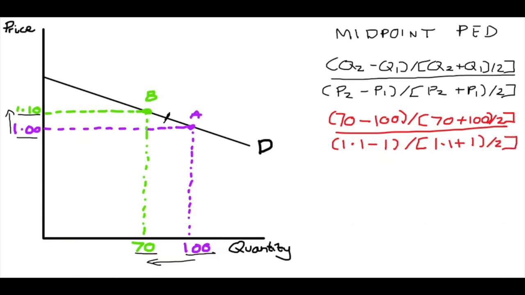Okay, so what are we looking at here then? Well, when we work out the math, what we have is minus 30 divided by 70 plus 100 is 170, divided by 2 is 85. So what I would recommend is that you work out the right hand side separate to it. So 70 plus 100 divided by 2 and put your figure in here.